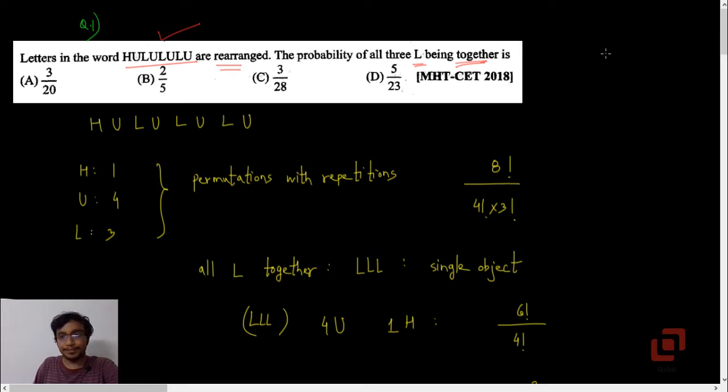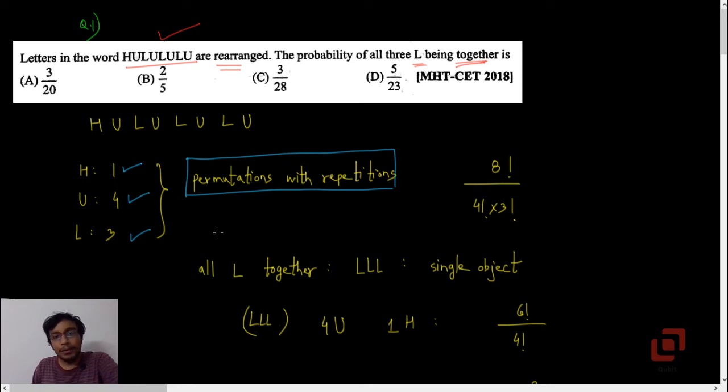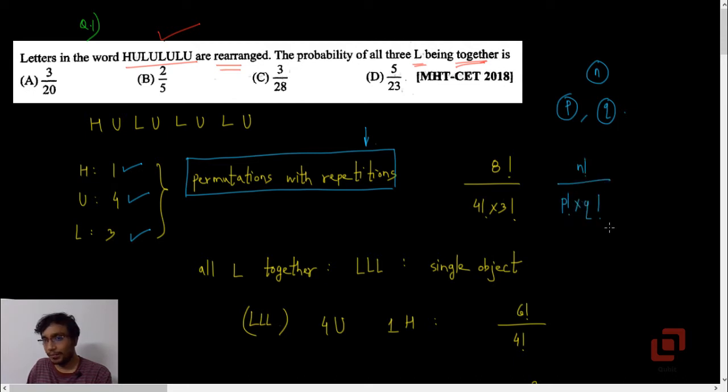First we will recall the formula for permutations with repetitions. We have got H coming only once, the letter U coming 4 times, and the letter L coming 3 times. The permutations with repetitions: if you have n objects out of which P are identical and Q are identical, then the number of permutations becomes n factorial upon P factorial into Q factorial.